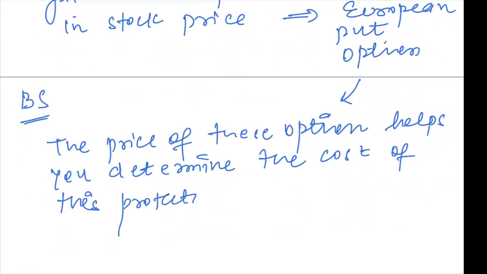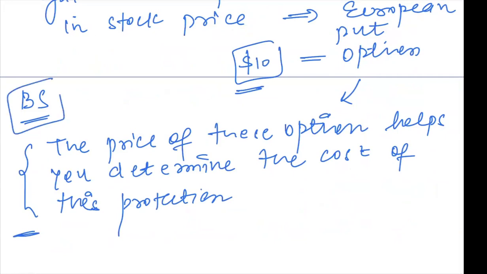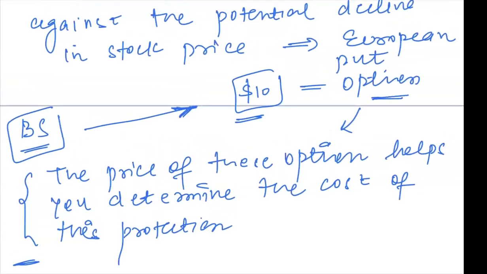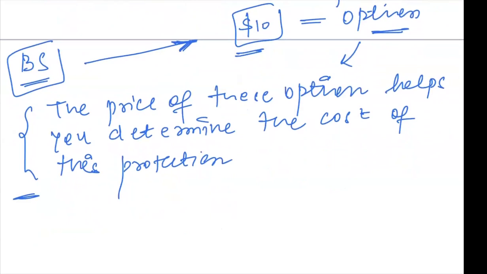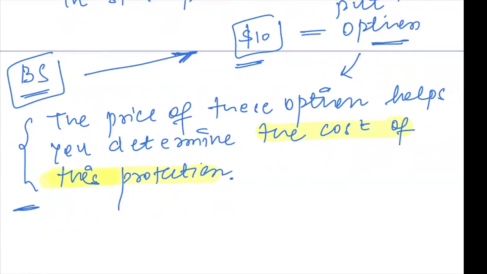Let's say you price the European put option and it came out to be $10. So you know that you are paying $10 for protecting your portfolio, right? Models like Black-Scholes help you understand the price of your option, which initially helps you understand the price of your protection, because you are entering into a European put to protect your portfolio, right? So this helps you to determine the cost of your protection.